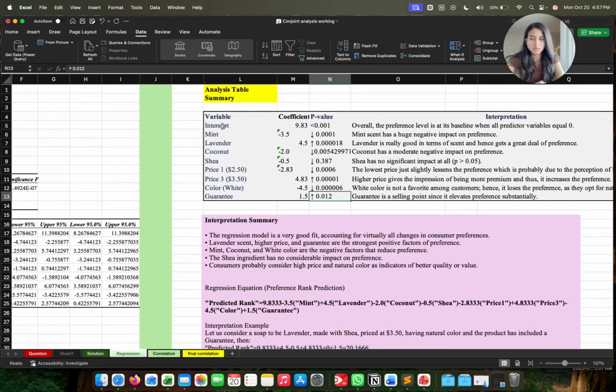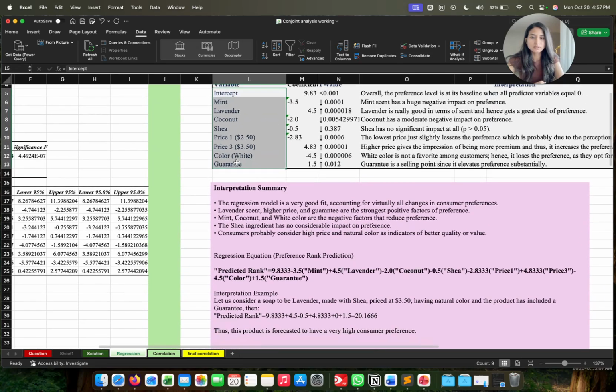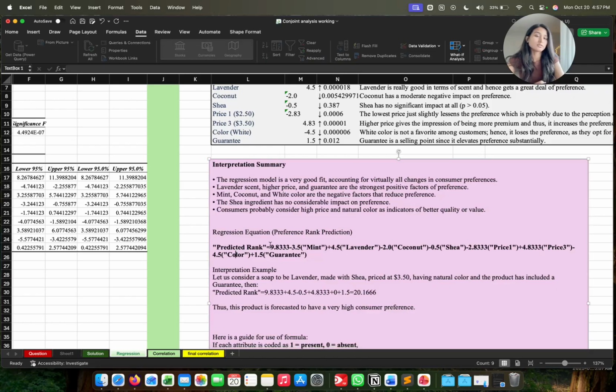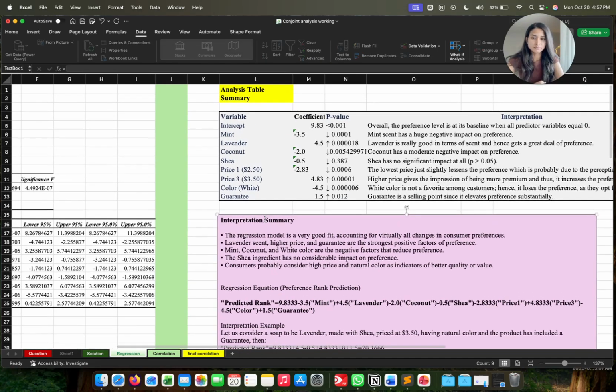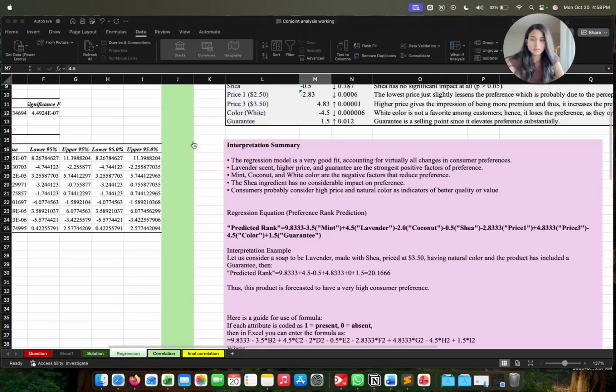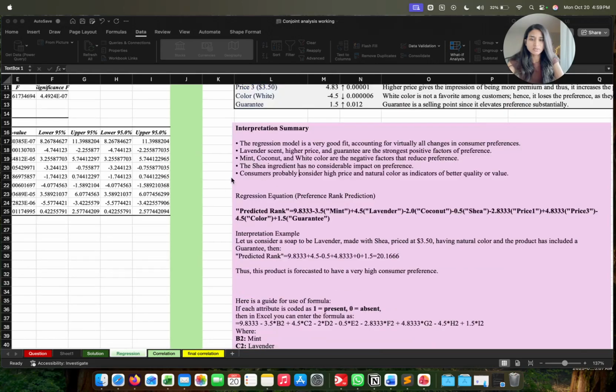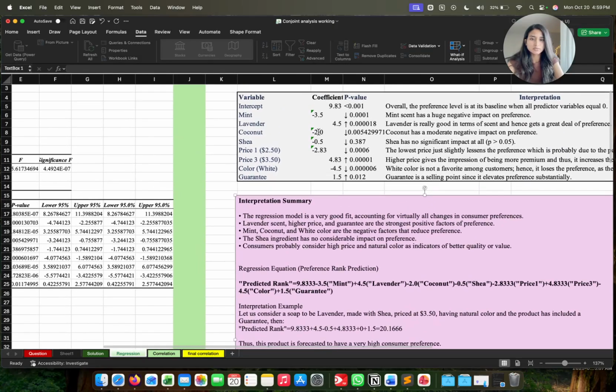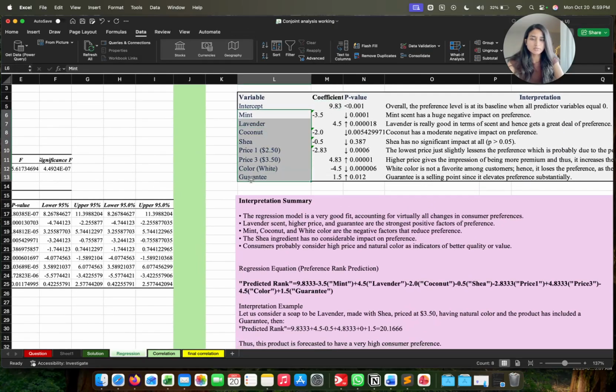So this summary that we have generated, the coefficients and p-values here, are used as a regression equation that helps us determine the predicted rank. For example, we got mint. Mint is minus 3.5, which means that mint has a very negative impact on the preference level. And I have an interpretation summary here which determines that the regression model is a very good fit. And we have the regression equation here that helps to determine the predicted rank. This equation is based on the intercept and all the variables that we used for the regression.